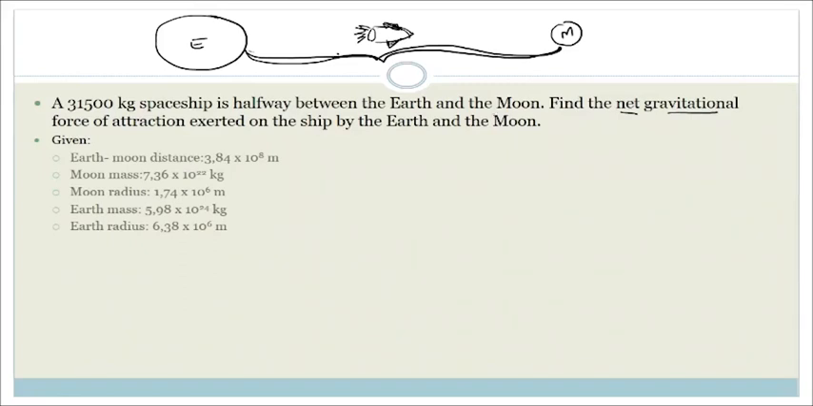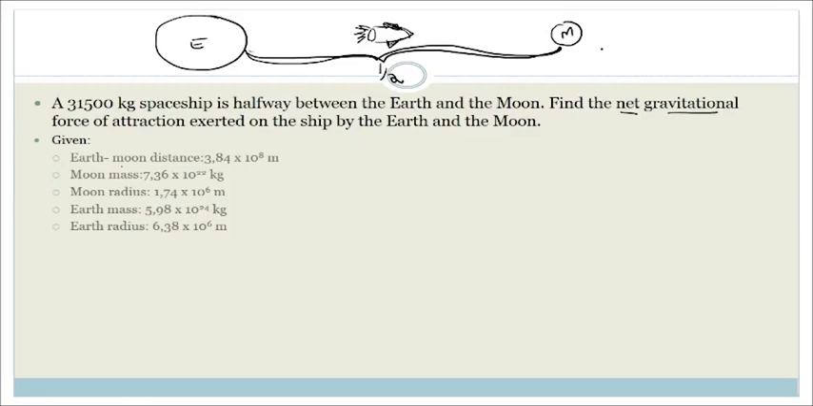Okay, this question isn't actually as difficult as I thought. Do you agree that this is exactly halfway? We have the Earth-Moon distance. The total distance is 3.84 times 10 to the 8, so therefore we can work out the half.